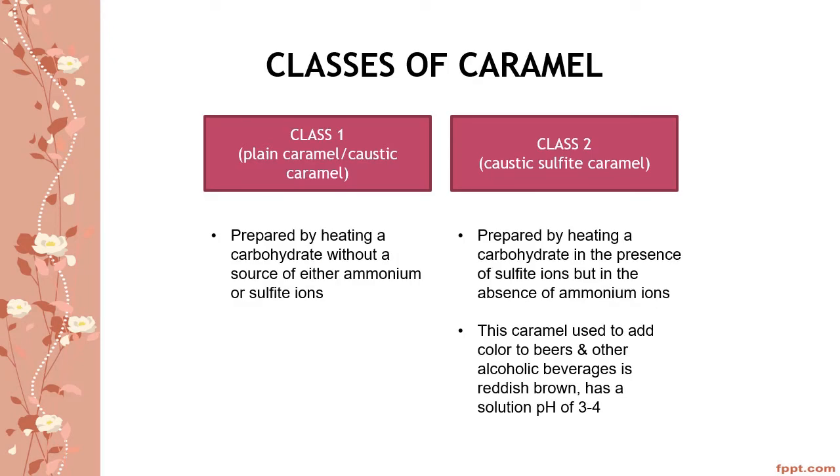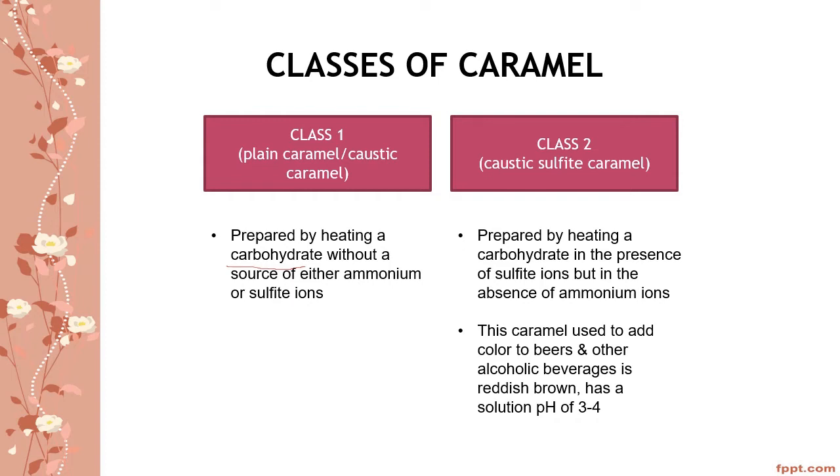Okay, there are different classes of caramel. The first one is class 1, which is a plain caramel or caustic caramel. This class 1 caramel can be prepared by heating a carbohydrate without a source of either ammonium or sulfide ion. So you do not introduce any ammonium or sulfide ion. So it will give you a plain caramel.